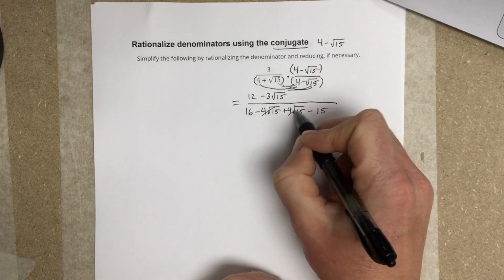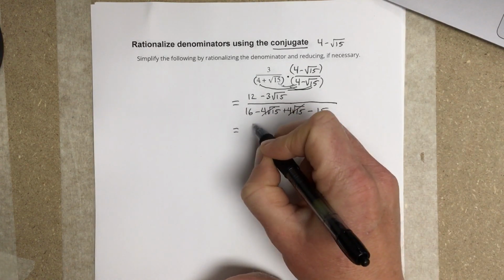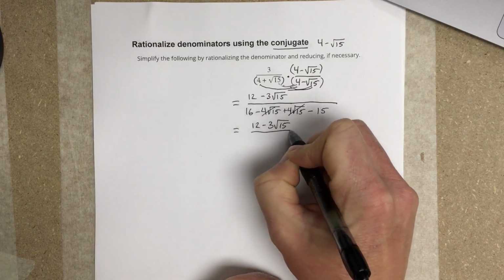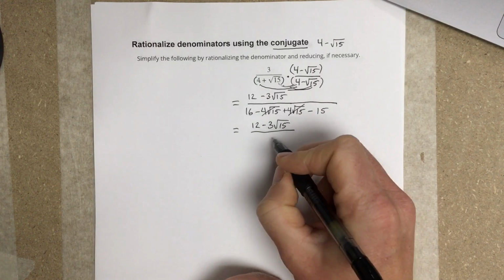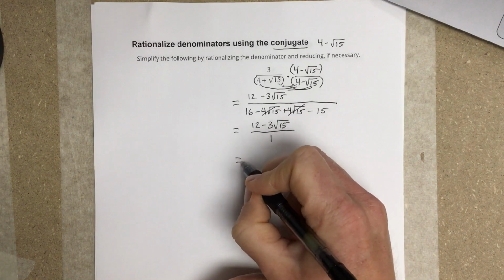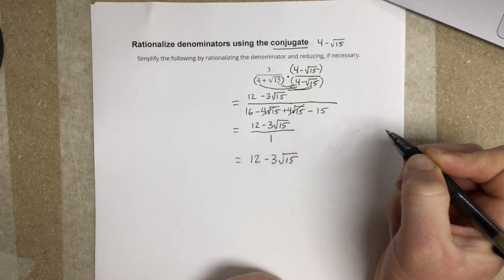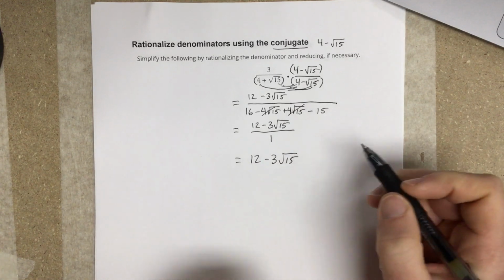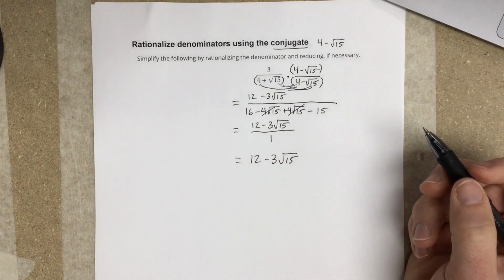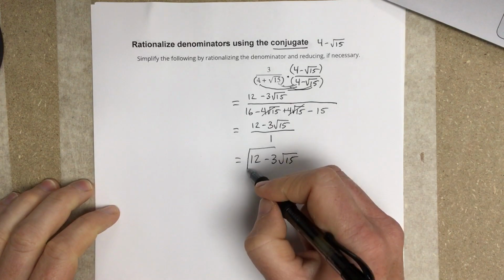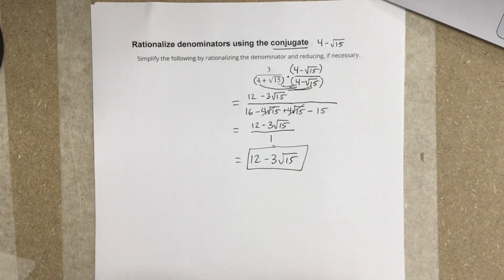So these two cancel, and I'm left with 12 minus 3 root 15 over 16 minus 15, which is 1. So I end up with 12 minus 3 root 15. And root 15 is broken down as far as it can be. There's no perfect squares that go into it. So that would be the rationalized denominator using the conjugate.